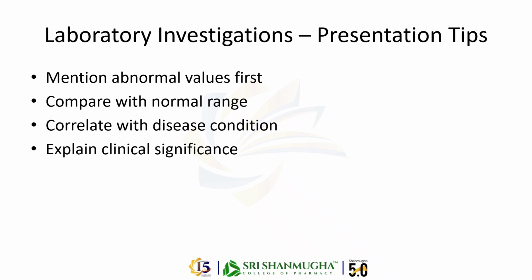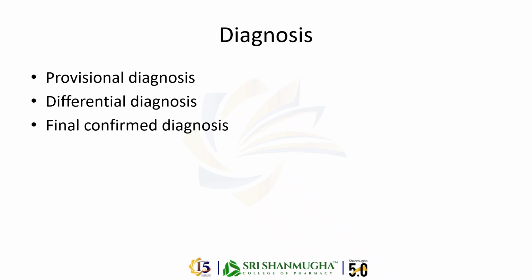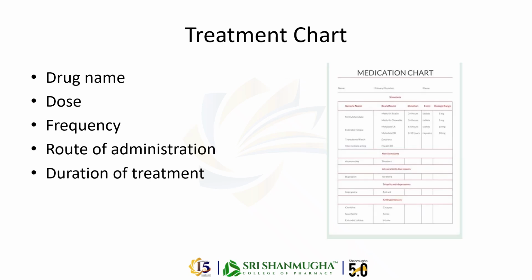Laboratory investigation presentation tips: mention abnormal values first, compare with the normal range, correlate with the disease condition, and explain the clinical significance. We have to correlate with their symptoms and with their diagnostic tests. And diagnosis: we have to give a professional diagnosis. When the patient reports some symptoms, that is the starting point of the diagnosis, and this provisional diagnosis we confirm with their laboratory investigations, and finally the confirmed diagnosis is the appropriate diagnosis, followed by the treatment chart.